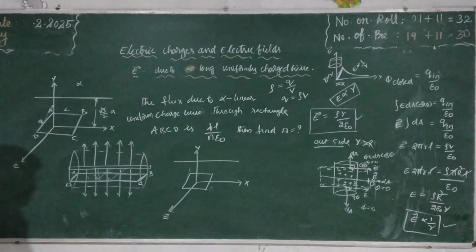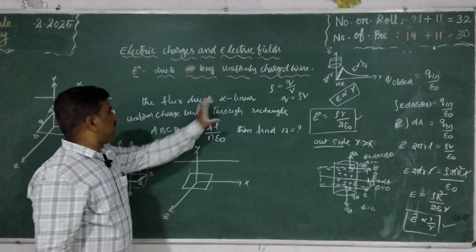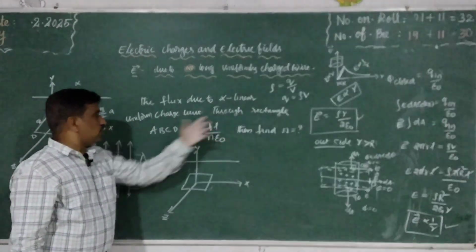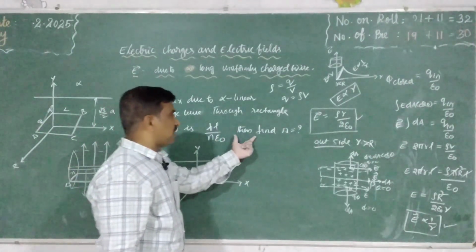See again, what's the next problem? The flux due to an infinitely long linear uniformly charged wire through rectangle ABCD is λL by nε₀. Then find the n value.